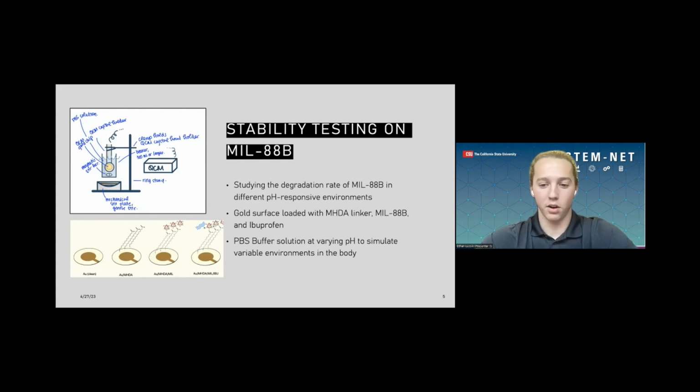The apparatus is left running for a duration of 48 hours as the MIL88B crystals begin to destabilize and degradation occurs, releasing our anti-inflammatory drug into solution. The gold surface in the QCM setup acts as an inert conductor for the QCM to actually read the degradation rate of MIL88B, and the gold surface doesn't react with the MOF, but allows a current to be run through the sample.